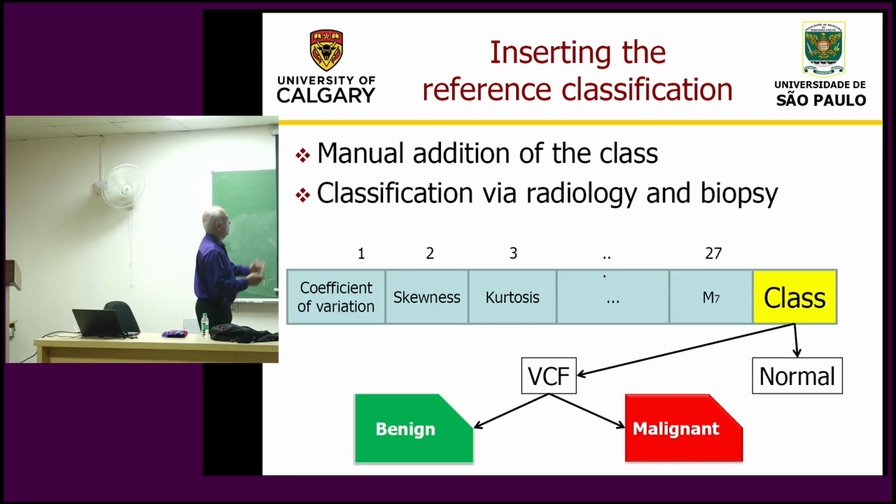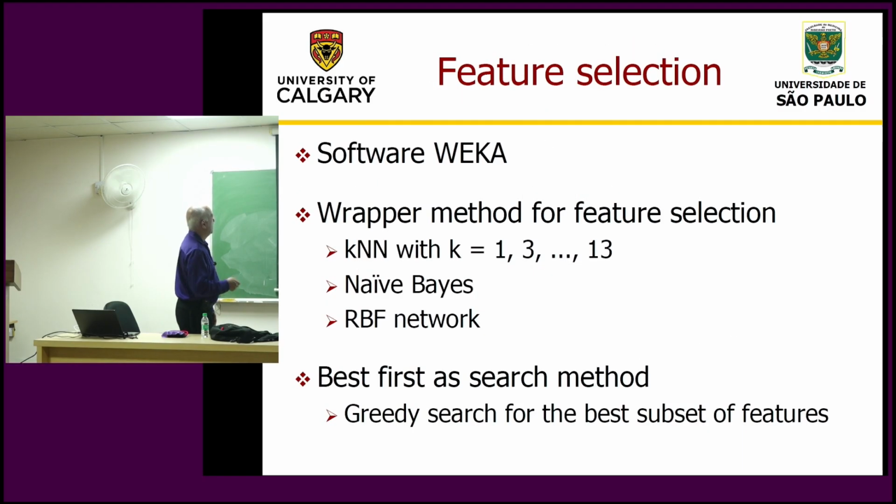So he created this vector with all the features and the class at the end. There is the software Weka from New Zealand, and he used that with the wrapper method for feature extraction. With the k nearest neighbor, with k going 1 to 13, odd numbers, the naive Bayes method and the radial basis function neural network. These are some of the basic methods for pattern classification, linear discriminant and quadratic discriminant being others. All of these are described in the last chapter in the book.